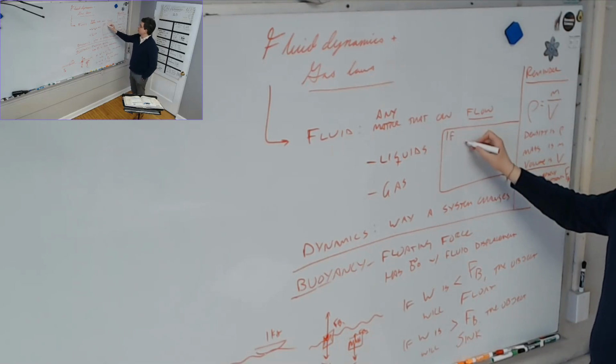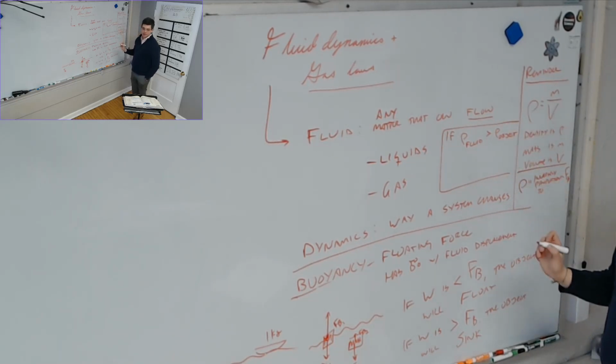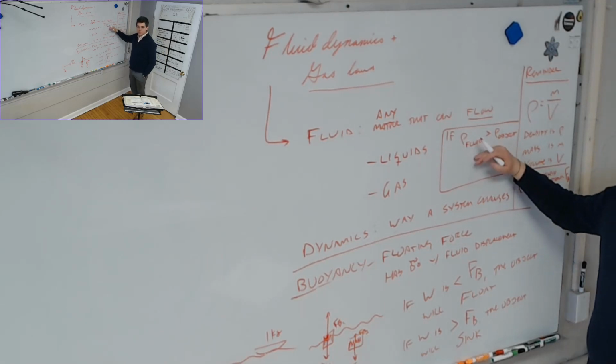If rho sub fluid is greater than rho sub object, does this kind of notation make sense to you? You remember this from the beginning of the year, right? Let me ask it again because people were distracted by the hand sanitizer. Does this kind of notation make sense to you? We did it in the beginning of the year, but I just want to remember.